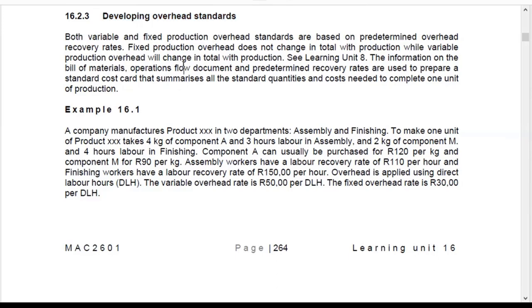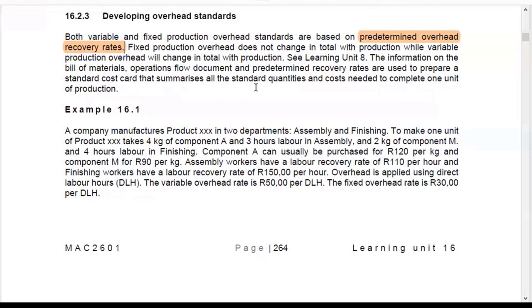Developing overhead standards. These are predetermined recovery rates. Remember what I was saying, you applied overhead, this is where your standards are. So you would see in your applied overheads that they take into account normal capacity, right? They'll say normal production volumes. That would say that given this phase of the factory, given the capacity of these machines, how much can we actually produce? That will help you and inform you in the rate that you use to determine your overheads.